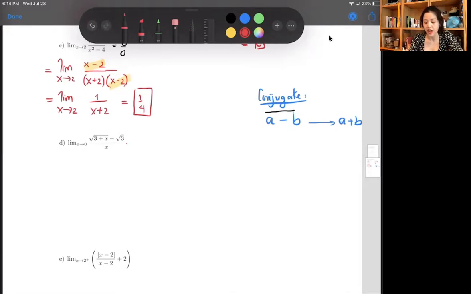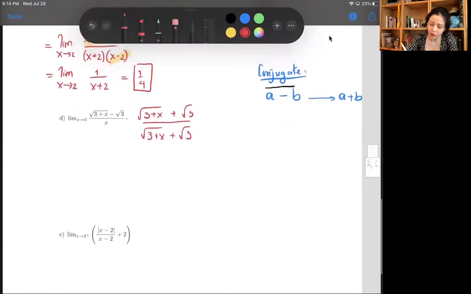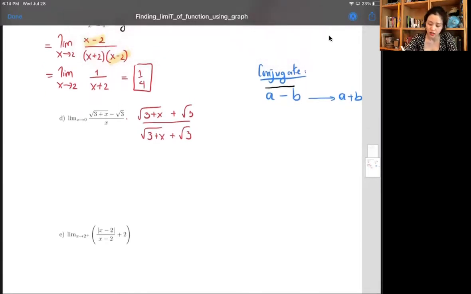And I'm going to multiply the whole function by the conjugate, right? So it's going to be square root of 3 plus x plus square root of 3, over square root of 3 plus x plus square root of 3. So notice that I just multiplied by 1. I did not change the expression one bit. Okay, now we're going to multiply across.